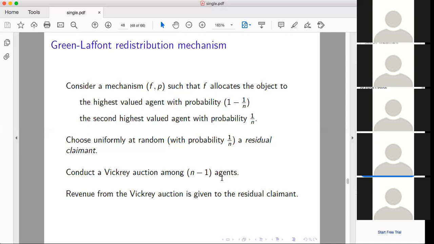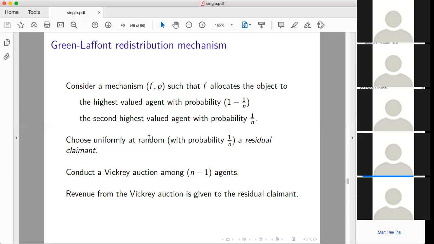Hence, I get the object with probability 1 minus 1 over n. When the highest valued agent is the residual claimant, the object is awarded to the second highest valued agent, because the n minus 1 agents will contain the second highest valued agent. So the second highest valued agent gets the object with probability 1 over n. That's exactly the reduced form rule that I have written here. So here I have directly written that f allocates to the highest valued agent with probability 1 minus 1 over n, and to the second highest valued with probability 1 over n. But the alternate implementation is through this residual claimant mechanism.